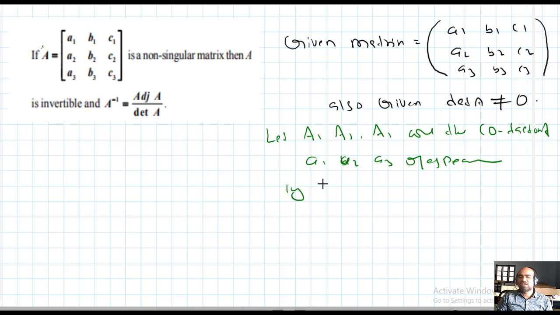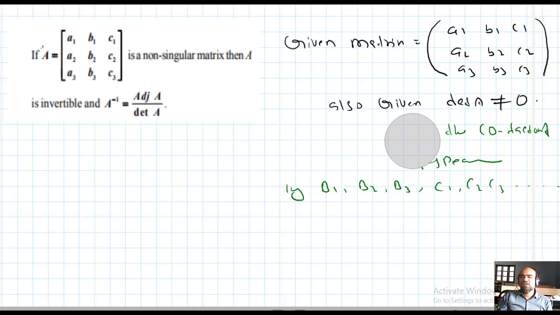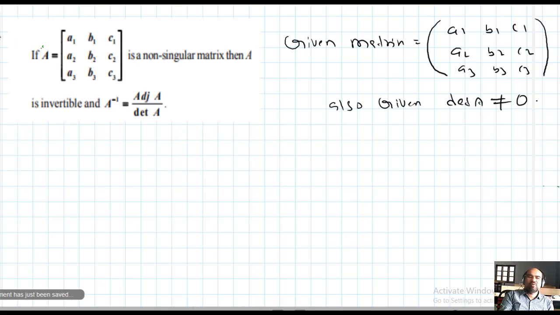Similarly, capital B1, B2, B3, C1, C2, C3 are the cofactors of the remaining elements. Okay, now directly I want to write the adjoint matrix here. Therefore, adjoint matrix adj A is the transpose of the cofactor matrix.